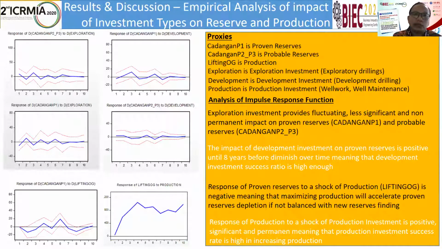Research and discussion number 2 is the empirical analysis of the impact of investment types on reserves and production. Exploration investment provides a fluctuating, less significant, and non-permanent impact on proven and probable reserves. The impact of development investment on proven reserves is positive, meaning that the development investment success ratio is still high in Indonesia. The response of proven reserves to a shock of production is negative, meaning that maximizing production without any attempt to increase or find new reserves will only accelerate proven reserve depletion. Finally, the response of production to a shock of production investment is positive, meaning that the production investment success rate in Indonesia is still high.